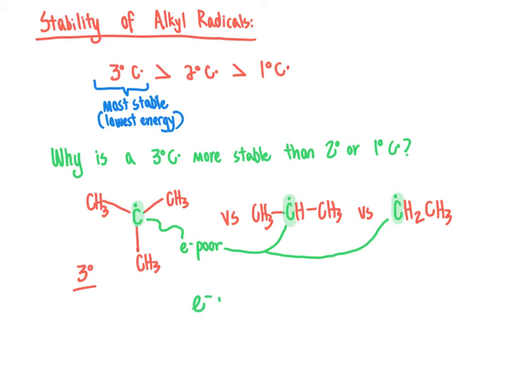So electron-poor groups, and this is going to be true not only of radicals but also of carbocations, positively charged carbons, meaning that the carbon doesn't have a complete octet and instead has a positive formal charge. So electron-poor atoms, as a general rule, can be stabilized by electron-donating groups.